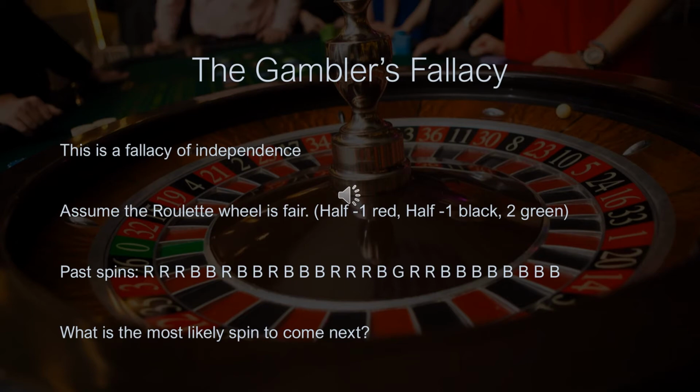So take the game of roulette. Roulette, for those of you that don't know, is basically a spinning wheel with a bunch of numbers, and each of the numbers is red or black, and then there's a couple of zeros on the board, usually two, that are green. It's a difficult game to win if you're gambling. But a lot of people will bet on red or bet on black, and if it comes up one way or the other, then you win.